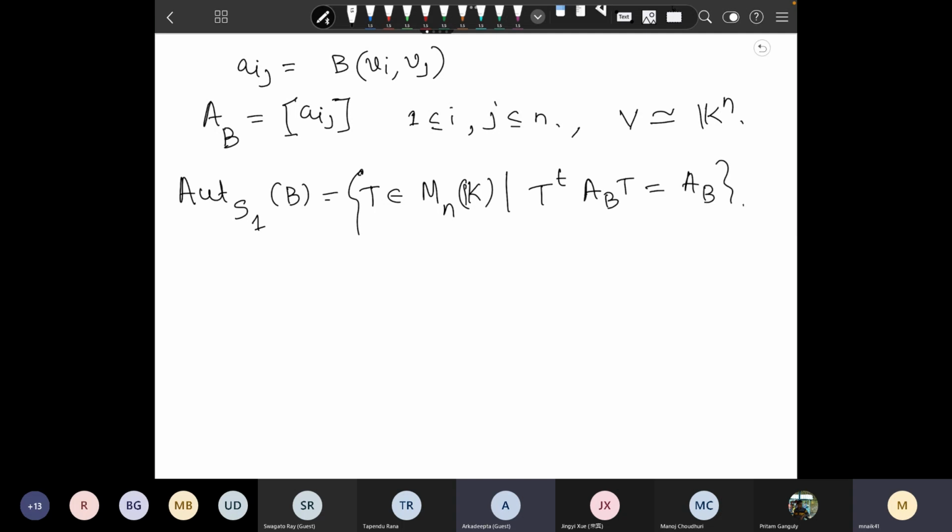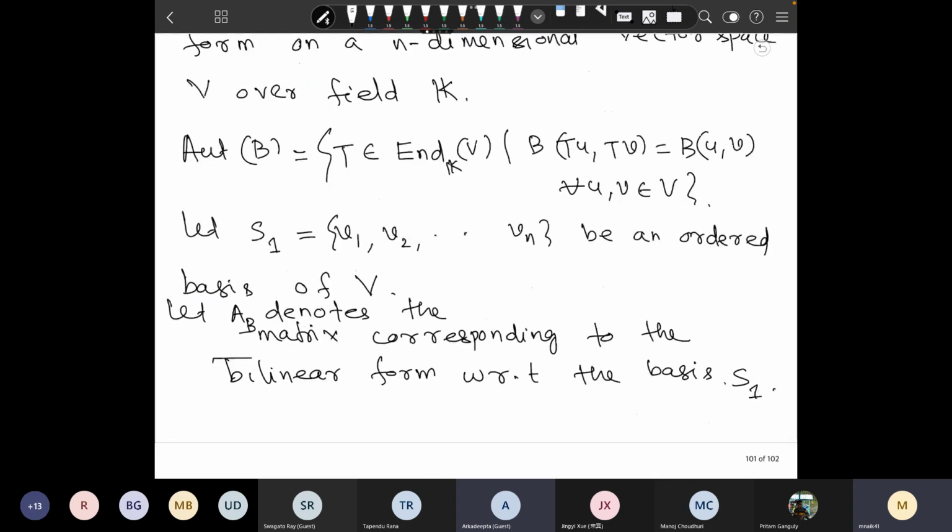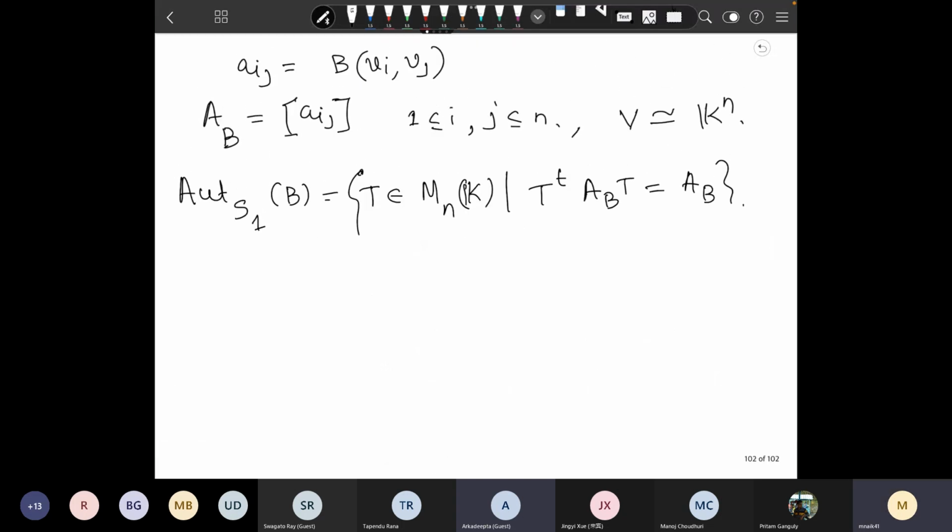Now this group actually depends upon the choice of basis. What is S1? S1 is an ordered basis. So if you fix this basis S1, then the space will be isomorphic to K to the power n, and this automorphism group of B you can identify as a subgroup of GL_n(K). That subgroup depends upon the choice of the basis S1. O(S1, B) is the set of T belonging to M_n(K) so that T transpose A_B T is equal to A_B. Is it clear, Manoj?